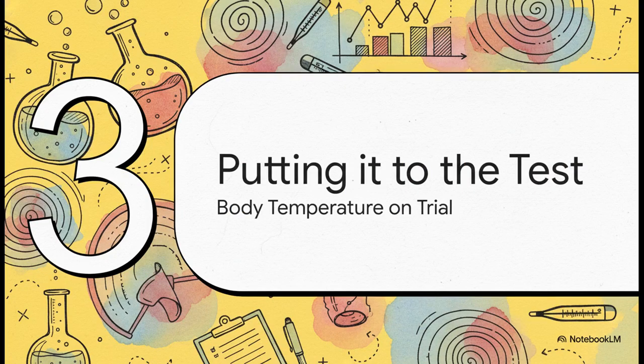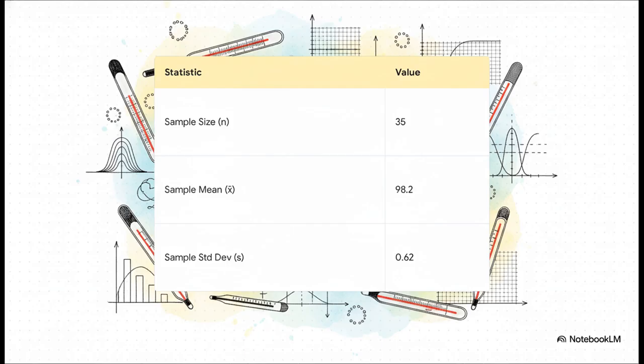All right, now for the fun part. The theory is great and all, but let's make this real. We're going back to that body temperature question, and we're going to use some real data to walk through this whole thing, from start to finish. Here's the evidence. We took a random sample of 35 people. For that group, the average temperature was 98.2 degrees Fahrenheit with a standard deviation of 0.62. This is the data we're going to use to challenge that old 98.6 claim.